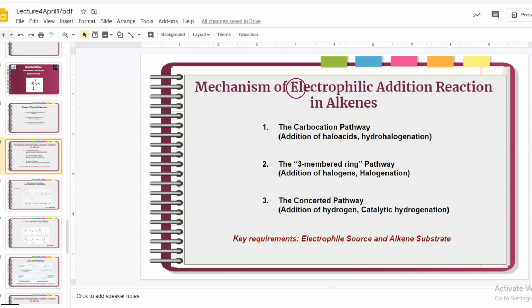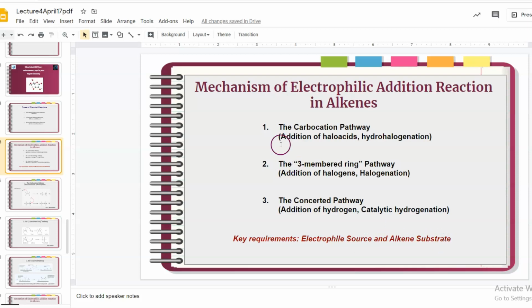Specifically, we are going to talk about the electrophilic addition reaction, where the key requirement is an electrophilic source, an electron-loving group. Okay, that would initiate the reaction because you have electrons in your alkenes, you have pi electrons in your alkenes. So as long as you have the electrophilic source, the electrophilic addition reaction will be initiated. And of course, you'll need an alkene substrate as well, the alkene molecule. So whenever you have an electrophilic source and an alkene molecule, the electrophilic addition reactions are good to go.